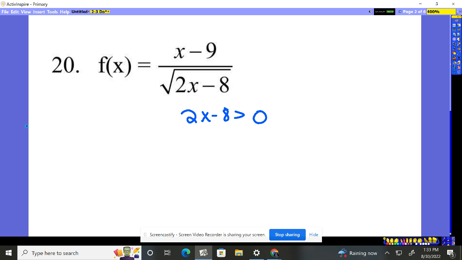So now, let's just solve this. We add 8 to both sides. We realize, hey, 2x has to stay bigger than 8. Divide by 2, x must be bigger than 4. So number 20, the domain is all real numbers where x is greater than 4.